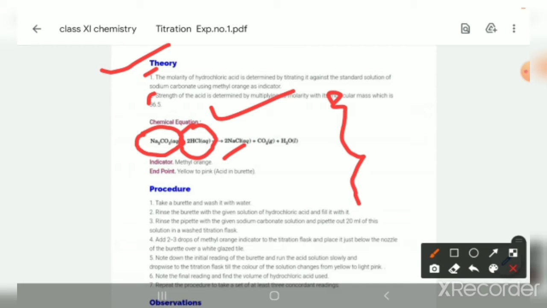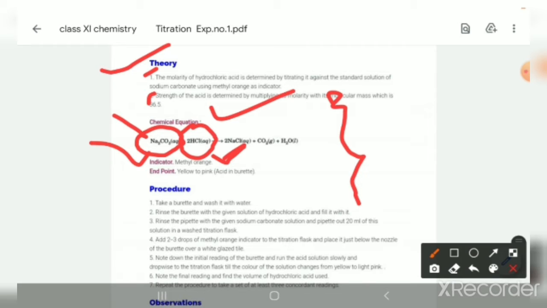First of all, fill the HCl in the burette up to 0 cc, and after that with the help of your 10 ml pipette, you take the NaOH solution. You take it very carefully, and then you keep this 10 ml NaOH solution in your small conical flask. After that you use the indicator methyl orange.